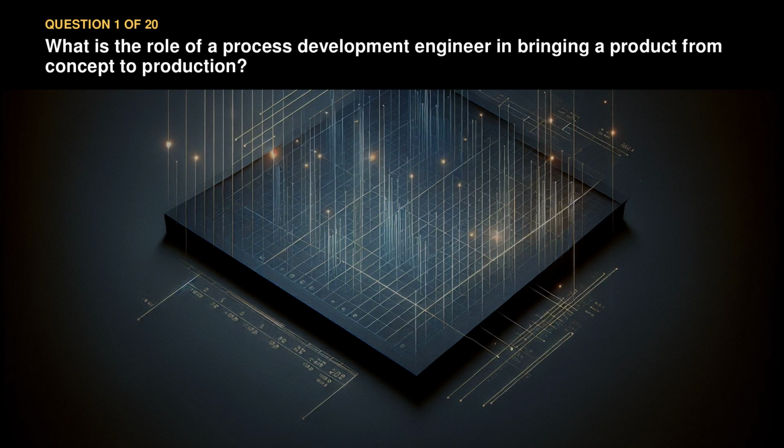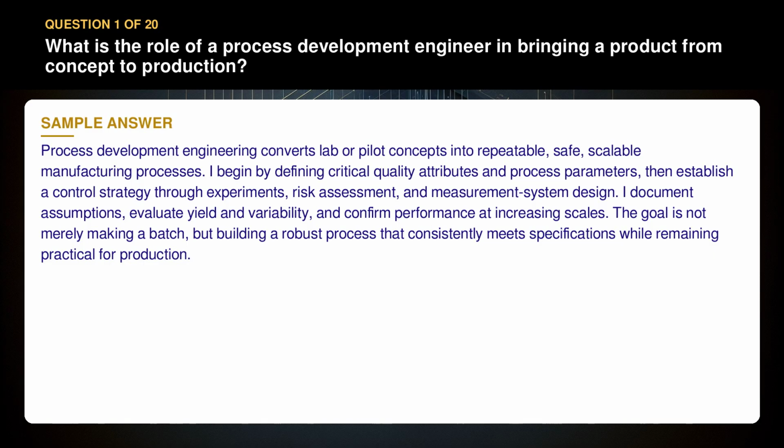Question 1. What is the role of a process development engineer in bringing a product from concept to production? Process development engineering converts lab or pilot concepts into repeatable, safe, scalable manufacturing processes. I begin by defining critical quality attributes and process parameters, then establish a control strategy through experiments, risk assessment, and measurement system design. I document assumptions, evaluate yield and variability, and confirm performance at increasing scales.